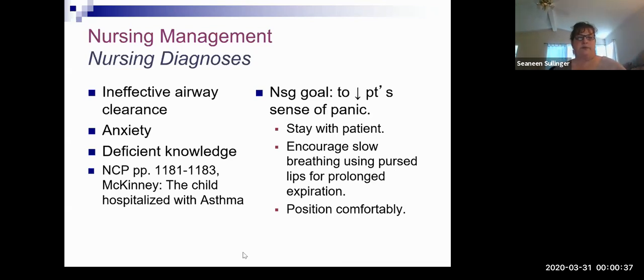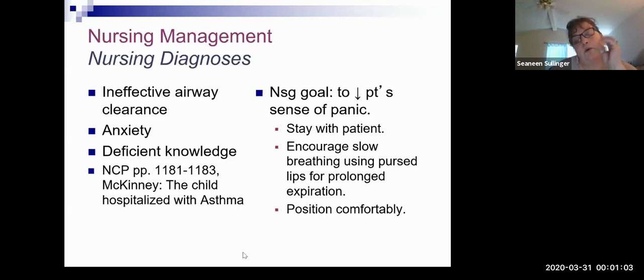Ineffective airway clearance, right, due to the mucus and the swelling. Anxiety, right, because if you can't breathe, you get very, very anxious. The nursing care plans can be found in McKinney on those pages. Always, deficient knowledge is a good fallback. And you can do gas exchange, ineffective breathing pattern, any of those types of things.